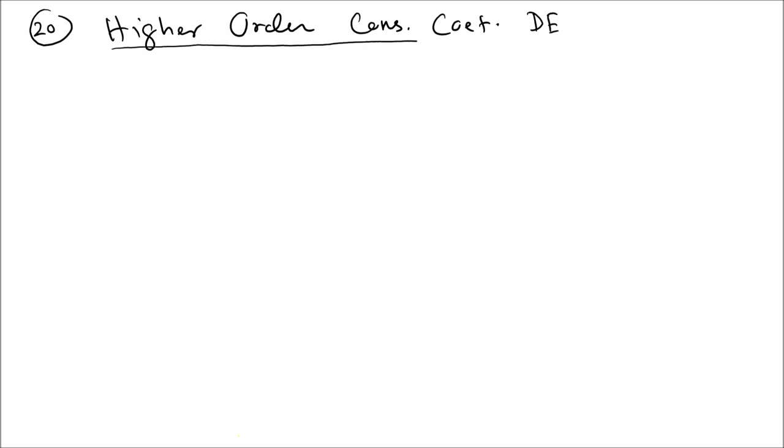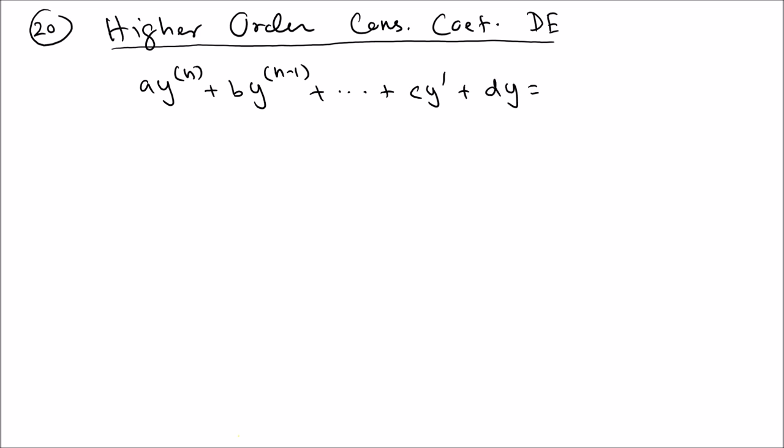So this is topic 20, higher order constant coefficient differential equations. It's very important. We do the constant coefficient case only in this one. Those equations have this form: a times the nth derivative of y, plus b times the (n minus 1)th derivative, and so on, down to the first derivative and a constant term times y, equal to zero. It's homogeneous, so we can look at the homogeneous case.